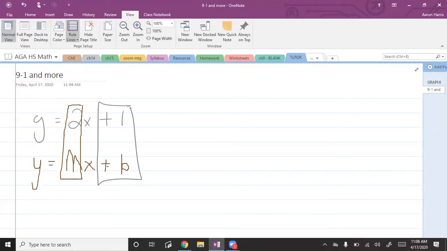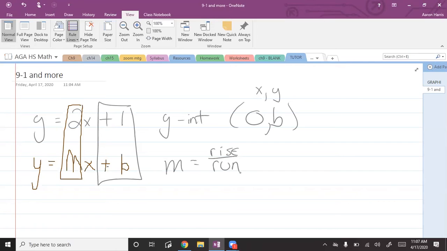So now that gives us two things. It's going to tell us what the y-intercept is, which is always 0 for the x and b for the y, because this is x, y. Then it also gives us the slope. The slope is always what? Rise over run. Therefore, the slope is 2.